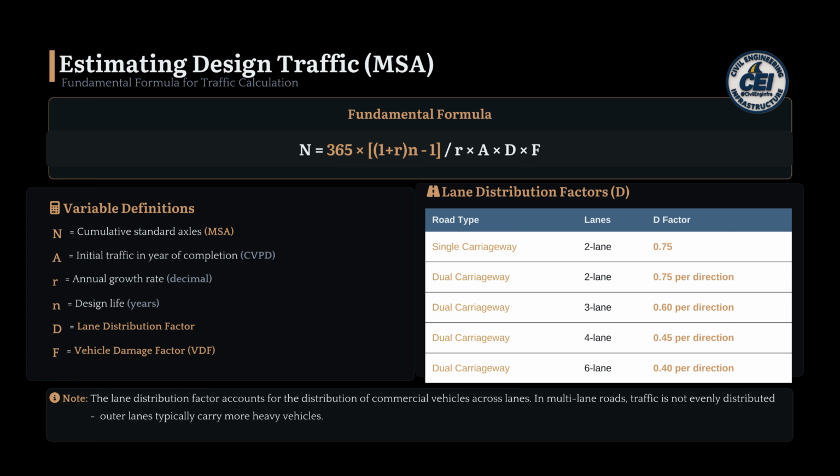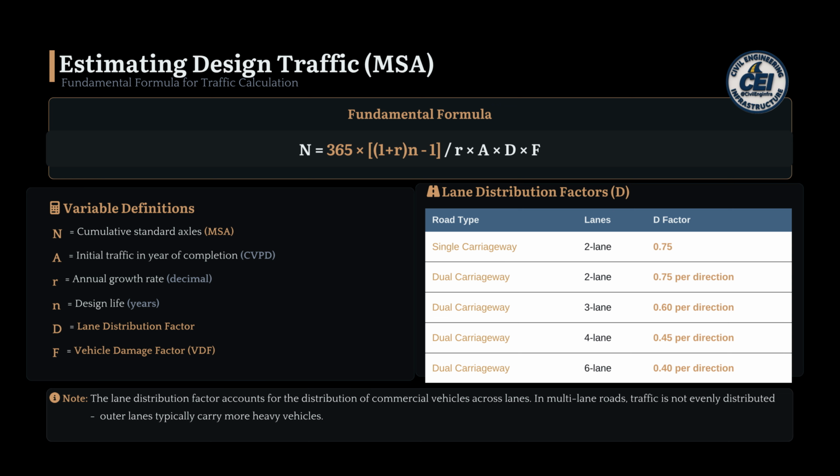Now, what is the lane distribution factor, D? It represents how much of the total traffic is expected to move in a particular design lane. Typical values: single lane carriageway 0.75. Dual carriageway two lanes per direction 0.75. Dual carriageway 3 lanes per direction 0.60. Dual carriageway 4 lanes per direction 0.45. Dual carriageway 6 lanes per direction 0.40.